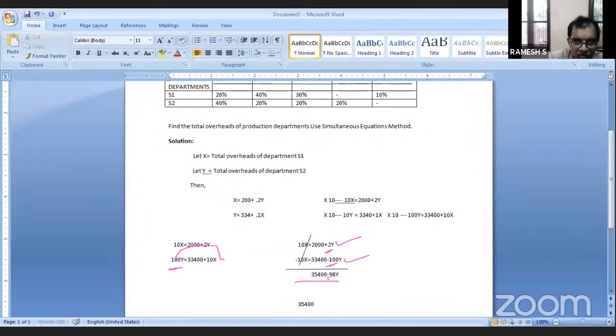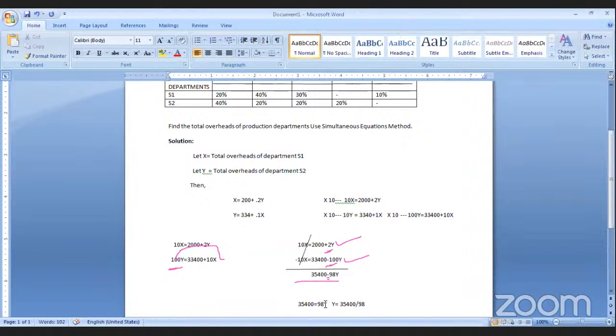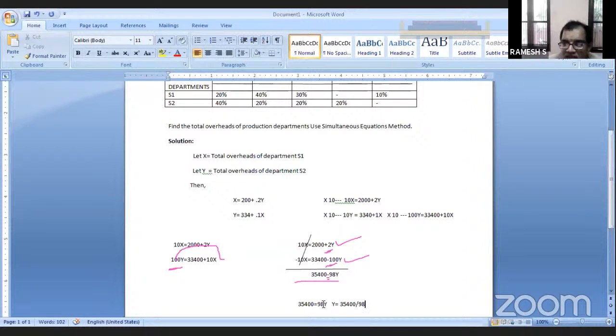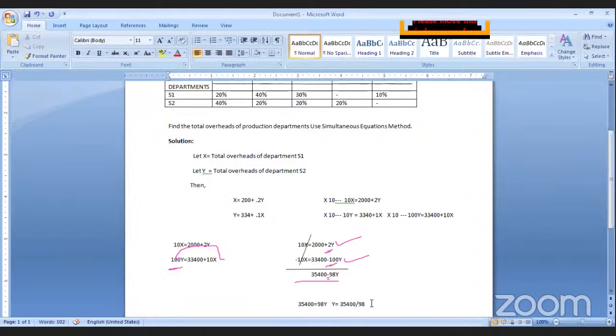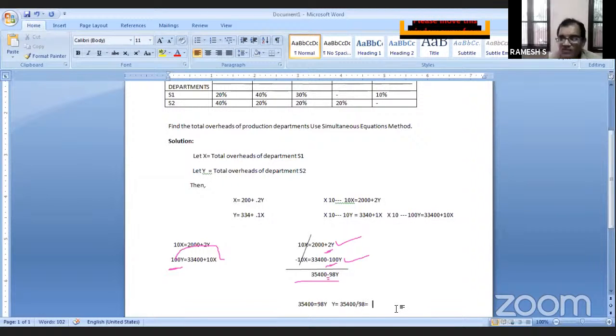Now coming to the next step, how to find out the value. So 35,400 is equal to 98y, which you will take to that side. Therefore y is equal to, what happens? y is equal to 35,400 by 98. So here 98 is multiplying y. Now when you take it to that side, it will divide. So 35,400 by 98. What is the answer, please tell me?